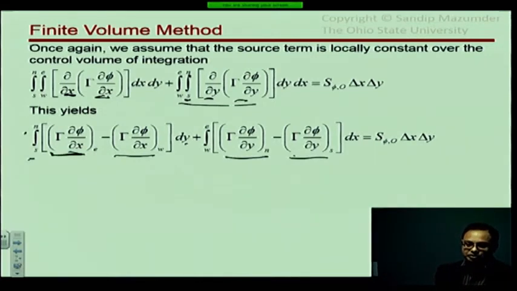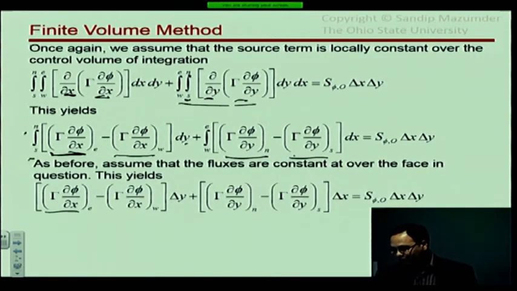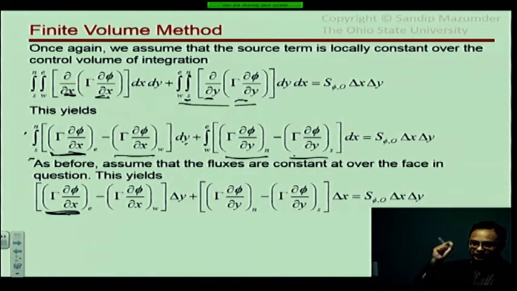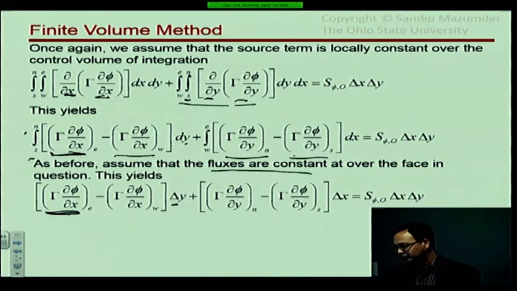This is where I again use the definition of the average. I'm going to write this as that, where this essentially represents the value evaluated at the center of the face, but the interpretation is that it's approximately equal to the average of that quantity over that face. So that's what the next step is doing. I say here fluxes are constant, but this is not quite correct. What we are assuming here is, again, the mean value theorem, essentially.